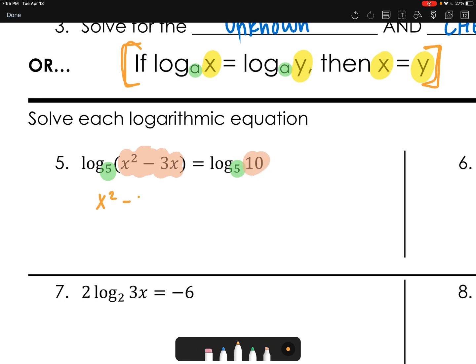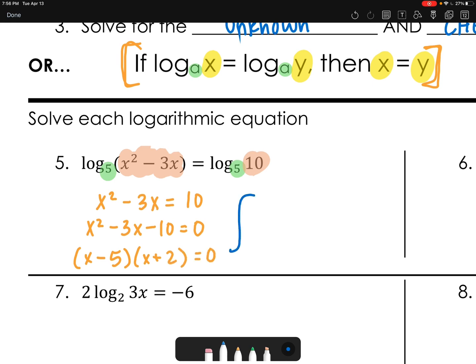So we have x squared minus 3x equals 10. And I see a quadratic, or an exponent of 2, so I'm going to try to solve this by factoring and move everything to one side. And then I'm going to factor: x minus 5, x plus 2 equals 0. And from here, I'm going to set both of my factors equal to 0, and I get x equals 5 and x plus 2 equals 0, so x equals negative 2, sorry.